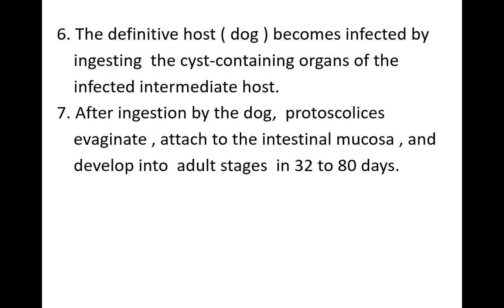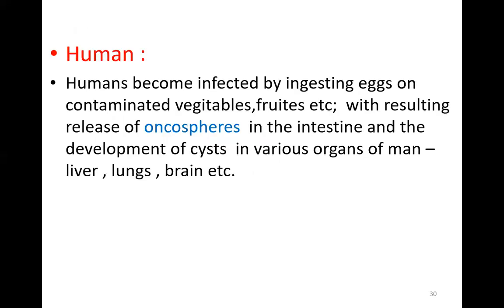After ingestion by the dog, protoscolices evaginate, attach to the intestinal mucosa, and develop into adult stages in 30 to 80 days. Now the question arises how the human being becomes infected. Humans become infected by ingesting eggs in contaminated vegetables, fruits, etc. This happens incidentally with resulting release of oncospheres in the intestine and the development of cysts in various organs of man, especially the liver, lungs, brain, etc.